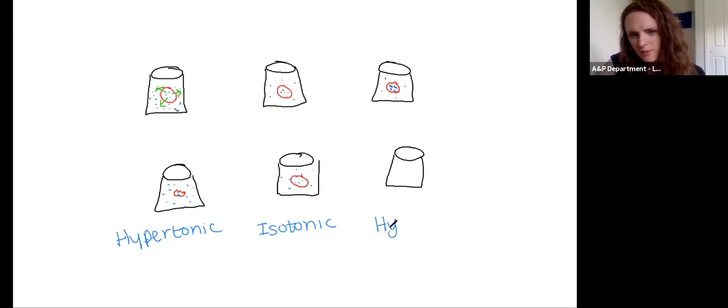Hypotonic. I like to think of this one as hippotonic. The cell's going to turn into a hippo. So water wants to move to the place with more concentration, so water is going to move into this cell since it had more particles on the inside. Then that cell is going to swell up like a balloon.